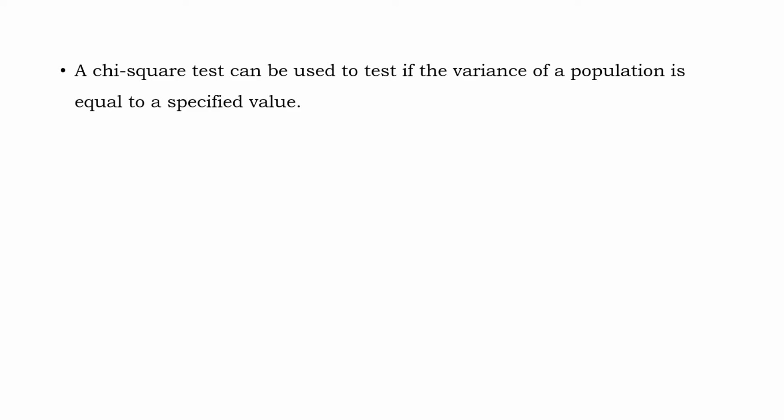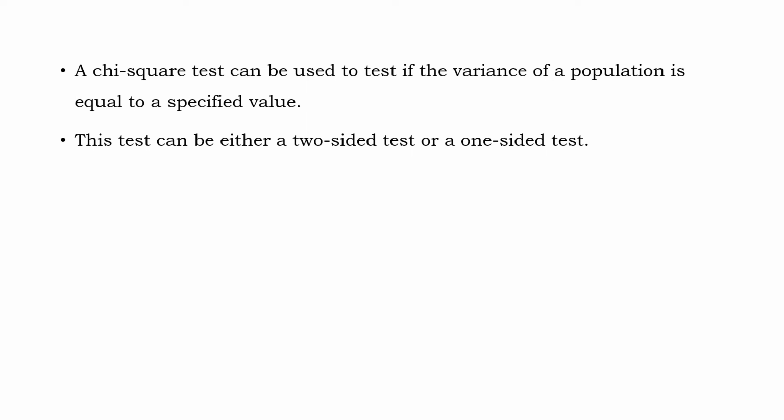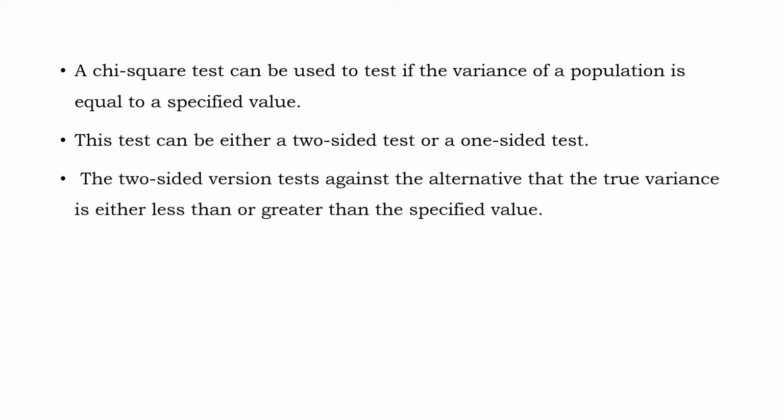A chi-square test can be used to test if the variance of a population is equal to a specified value. This test can be either a two-sided test or one-sided test. As you are familiar, it can be either two-tailed or one-tailed test. The two-tailed version tests against the alternative that the true variance is either less than or greater than the specified value.